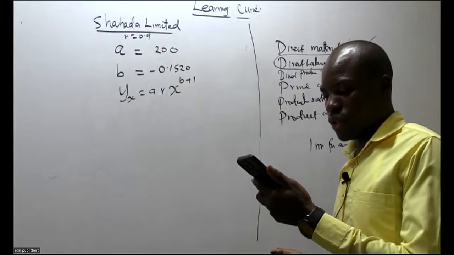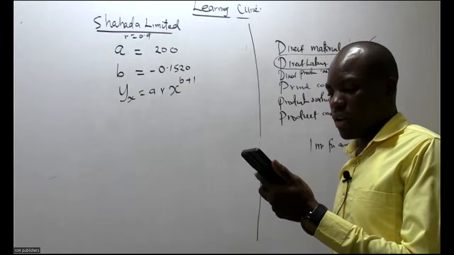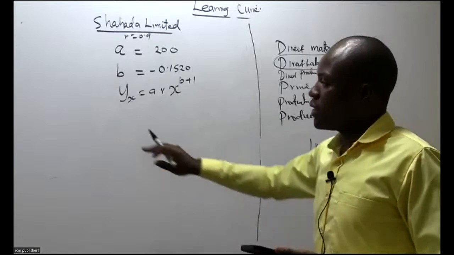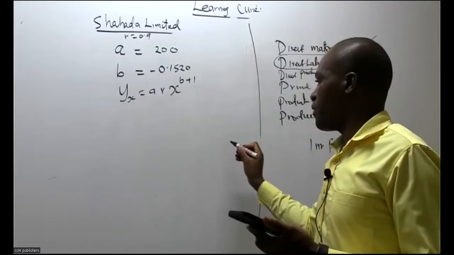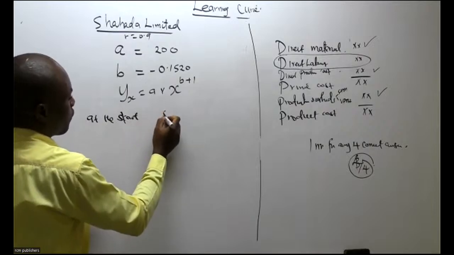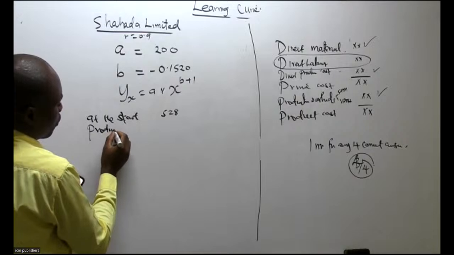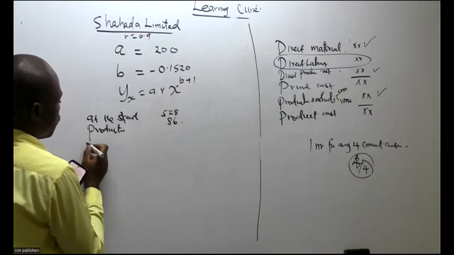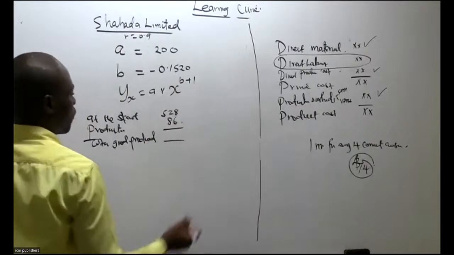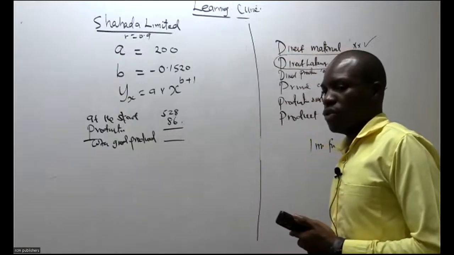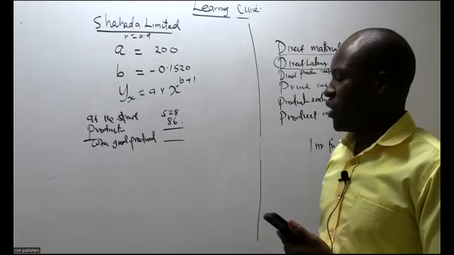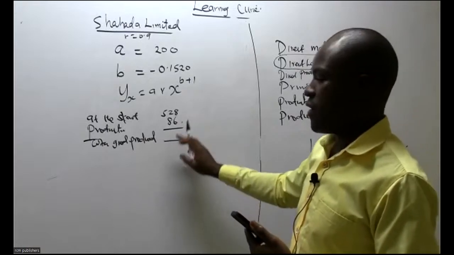Within that question, we are being told that additional information number 1, the following information relates to the previous production period. Cumulative production at the start of the period, they had 528. Production during the period, we have 86. Total goods produced so far will be equivalent to how many units? If we add, 614.